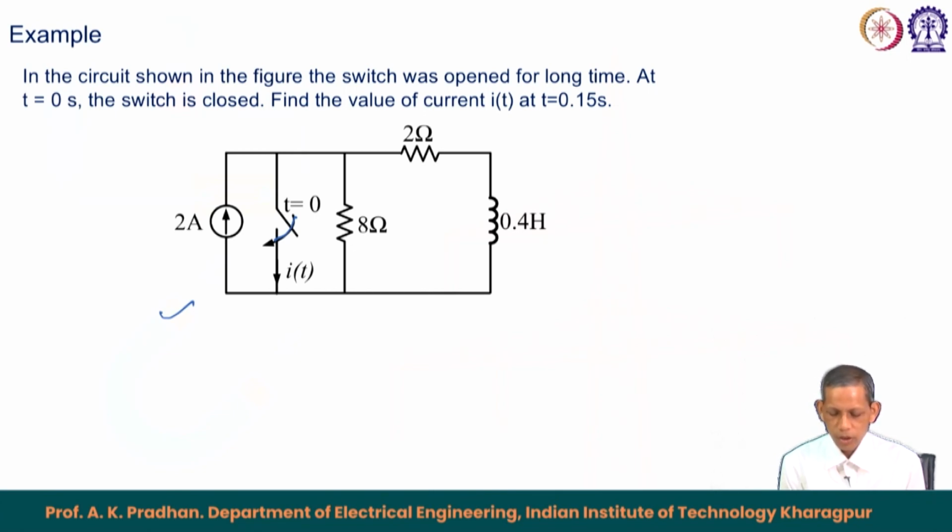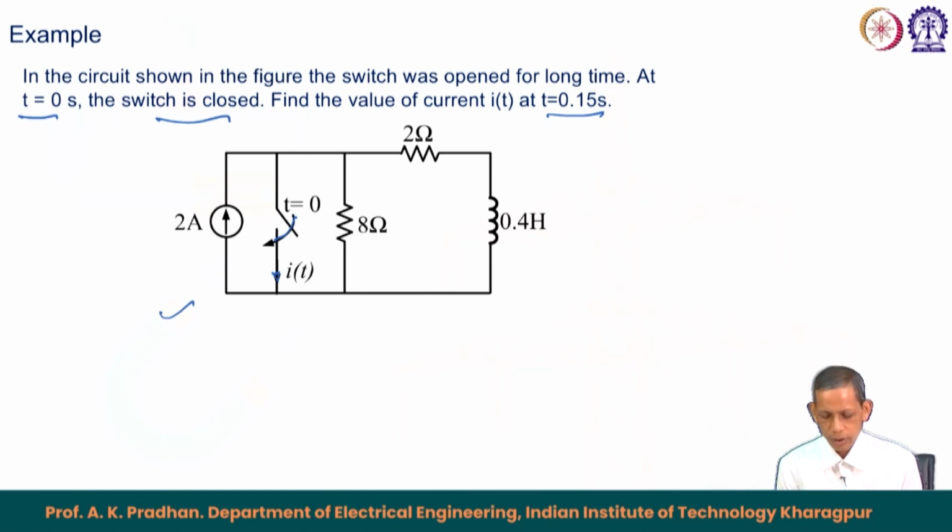In the circuit shown in the figure, the switch was open for a long time. At t equals 0 second the switch is closed. Find the value of the current i(t), this current in the downward direction, at t equals 0.15 second. At a given instant of time, we would like to find the corresponding current in this case.